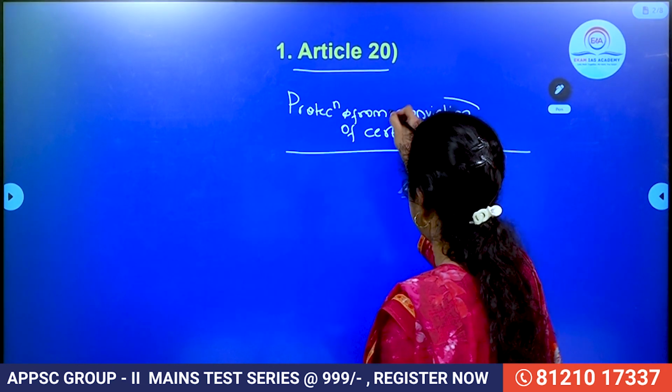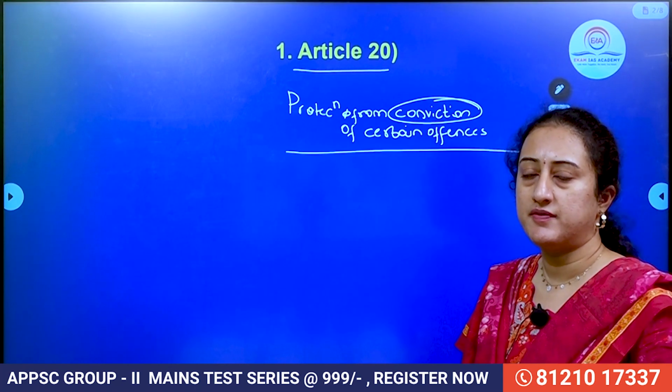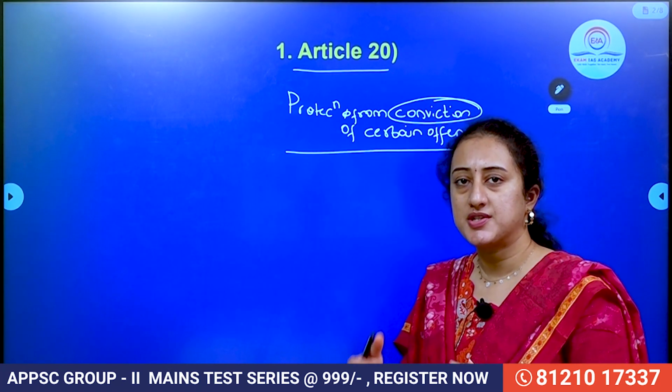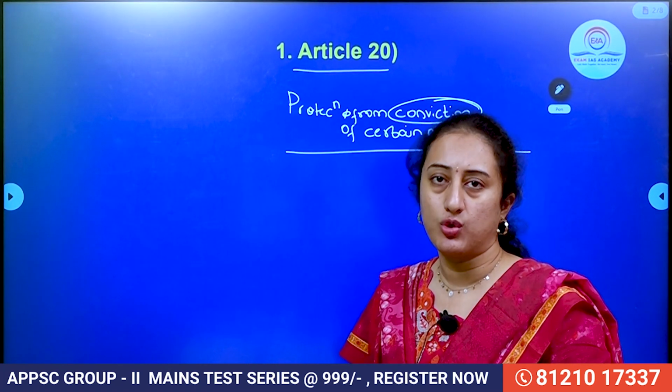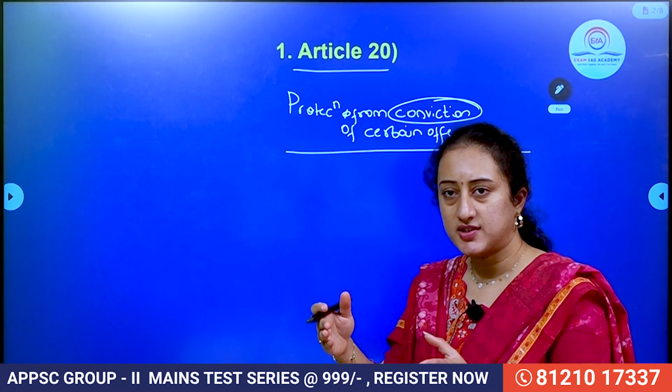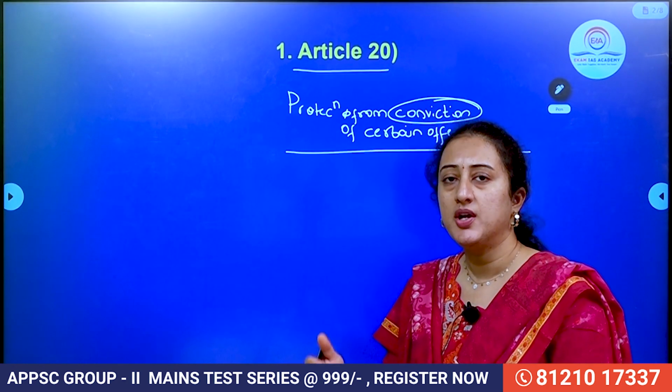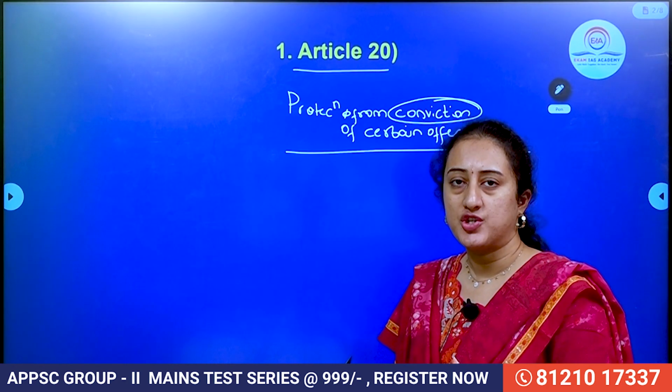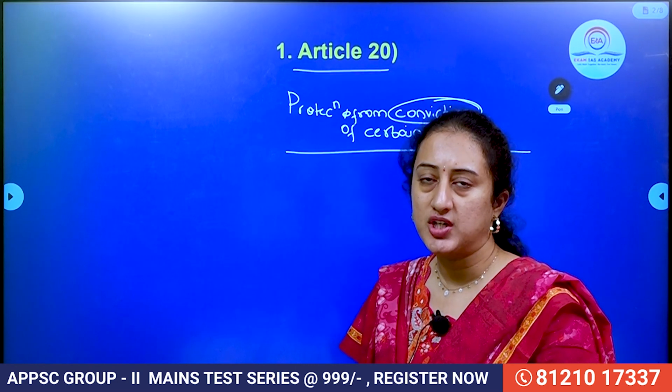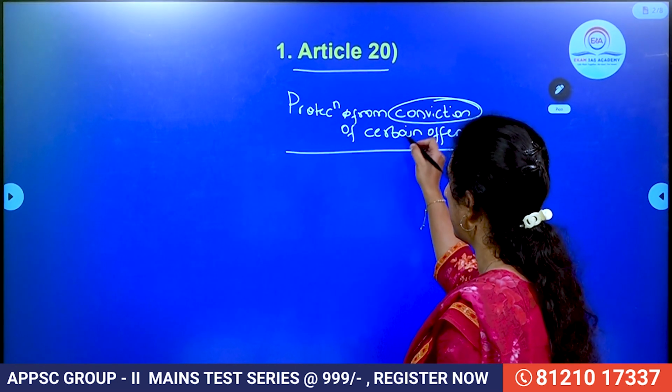Right? So first let us understand the meaning of the term conviction. Conviction means when a person is decided guilty by the court. For example, if the court decides that this person has done this particular crime and is eligible for a punishment, then we call that conviction in the eye of law. Right? So then what happens?